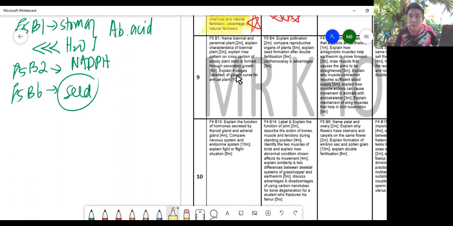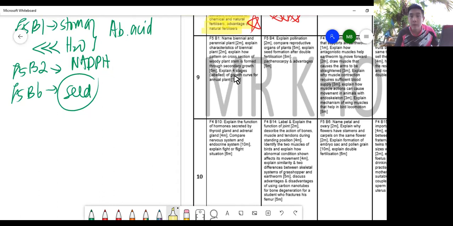Explain 4 stages of growth curve. Okay, explain 4 stages of growth curve. All right. So for questions like this, probably you have to refer to the question. If you feel you want to, okay, so if I'm very clear with this, then it's okay lah, then it's okay.